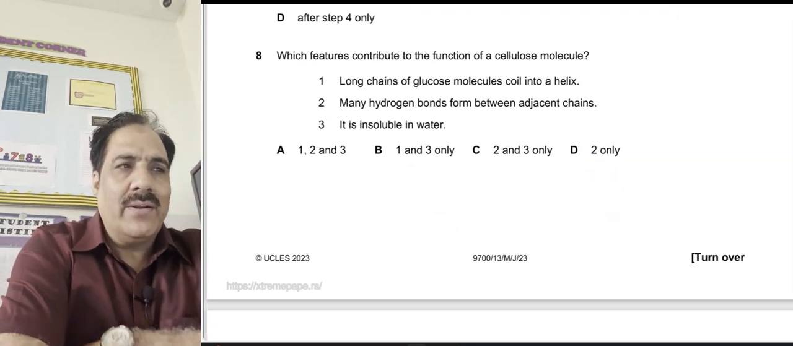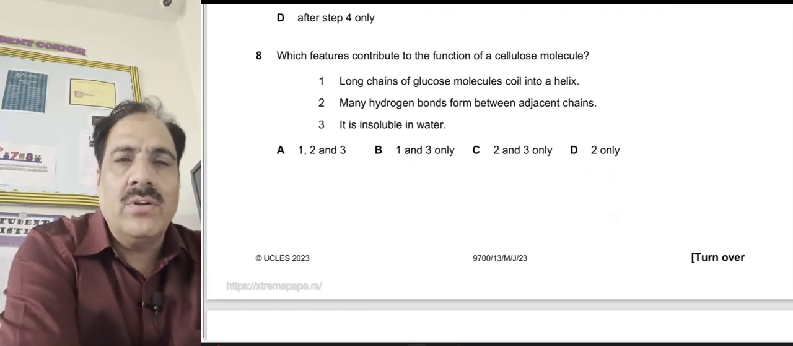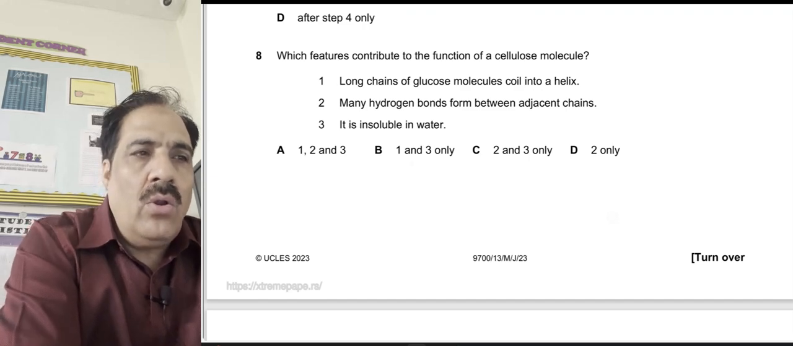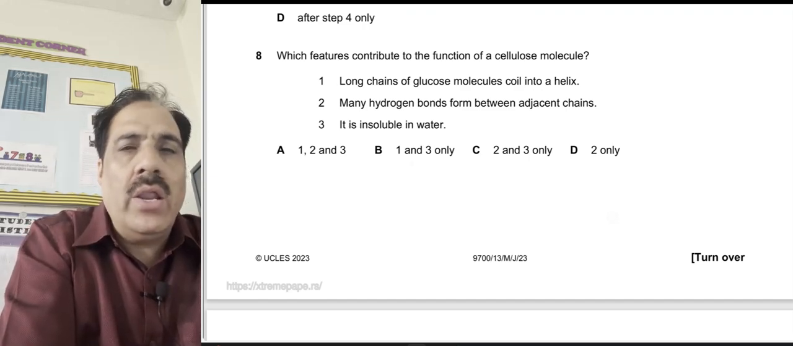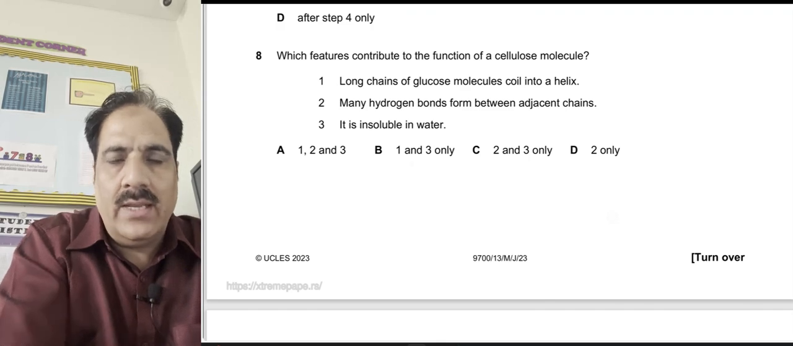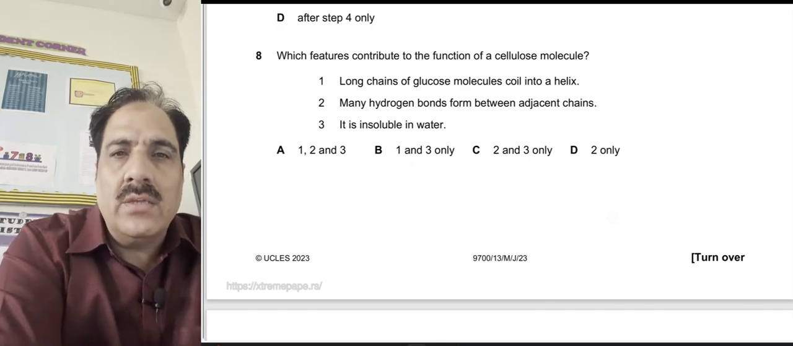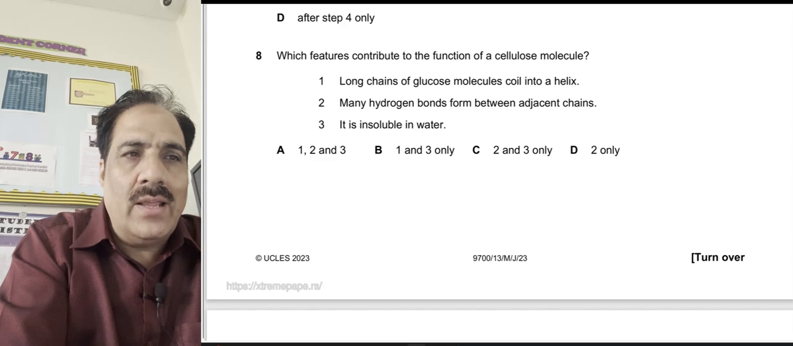Moving to question number 8. Which features contribute to the function of a cellulose molecule? Long chains of glucose molecules coil into a helix. We have not seen any helical structure formed in the cellulose. So this option is wrong.